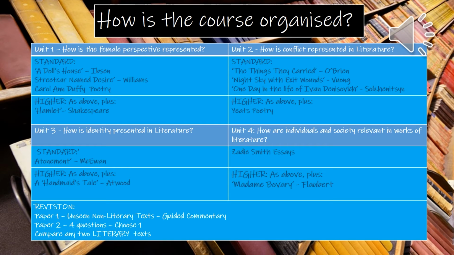Unit 3, the Identity Unit, students will study Atonement by McEwan and The Handmaid's Tale for the higher level. And in Unit 4, we will study Zadie Smith essays, and the higher level students will study Madame Bovary. At the end of the year, we've got revision of Paper 1, Paper 2, and learning how to compare and contrast those literary texts.